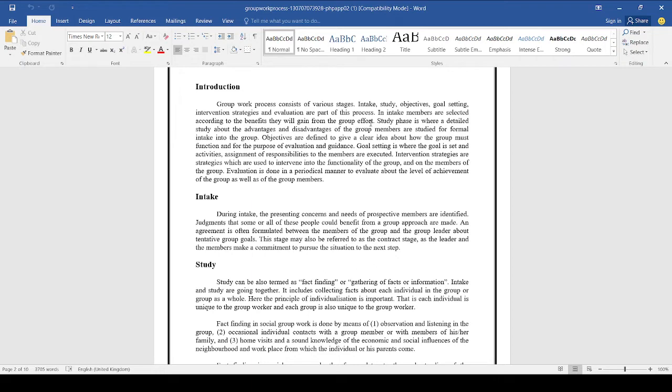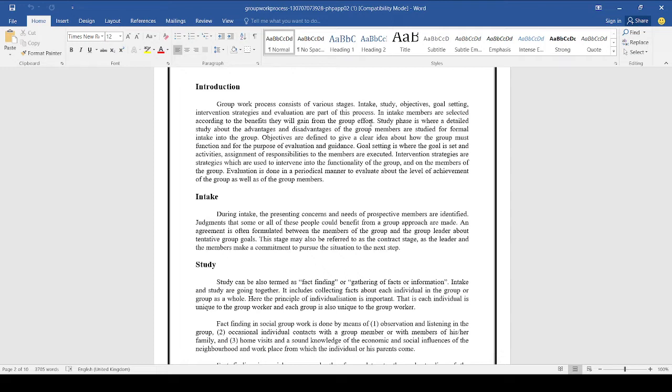But in the study phase, the group worker conducts a detailed study about the advantages and disadvantages of the group members, the problems and the merits and demerits of the group members, in a formal or informal way. All the group members are studied in detail by the group worker.